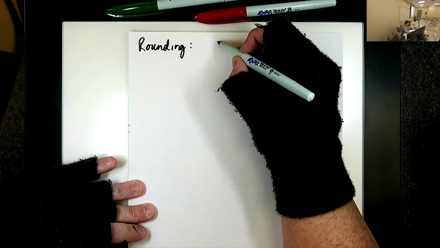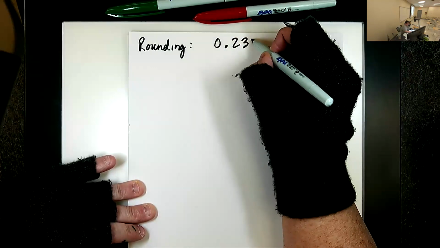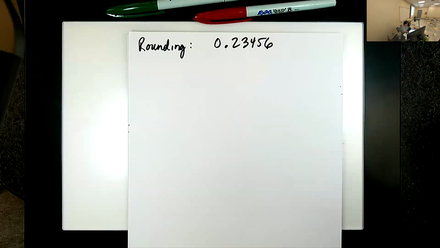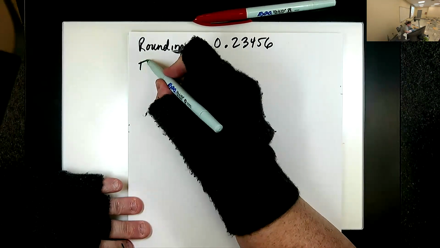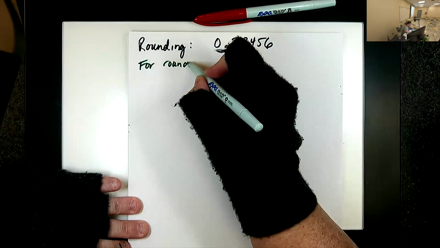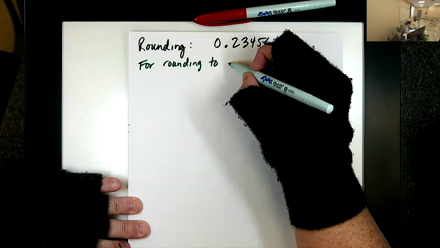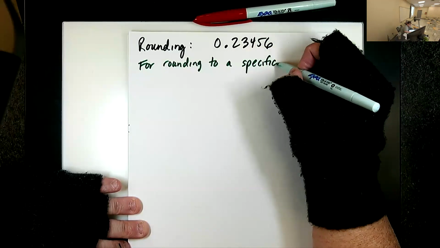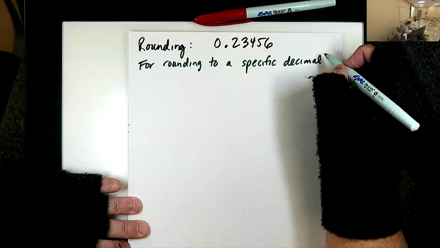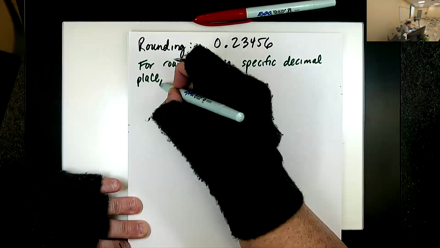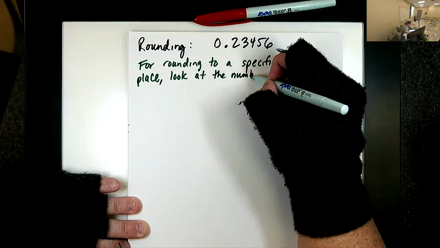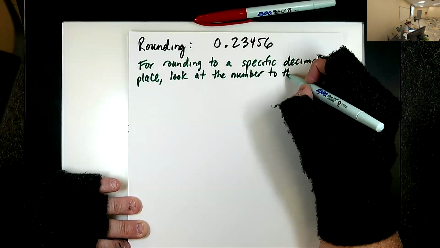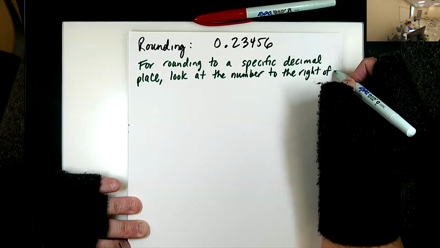Rounding. We're gonna start with a number and we'll just go through and do examples off of it. But I'm gonna give you the general rules first. That's the number we're gonna play with. For rounding, you do a couple things. For rounding to a specific decimal place, look at the number to the right of it.